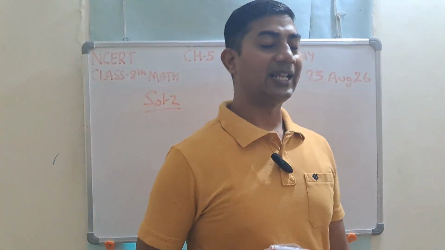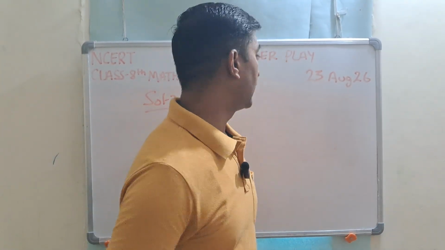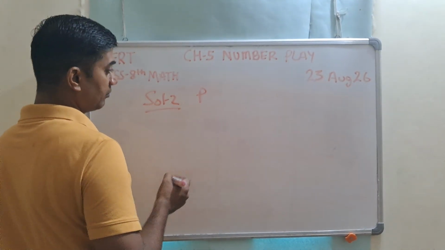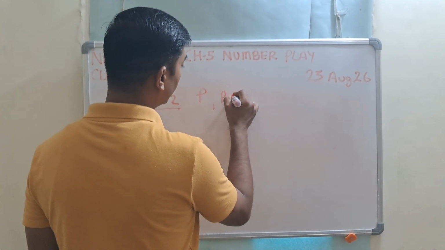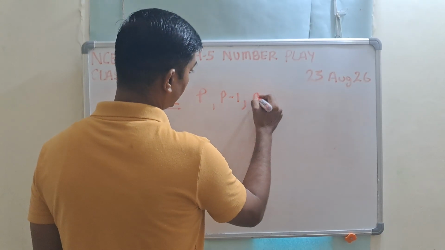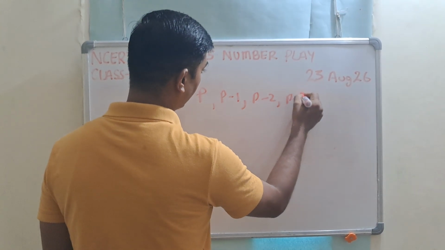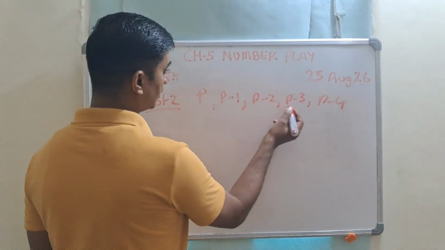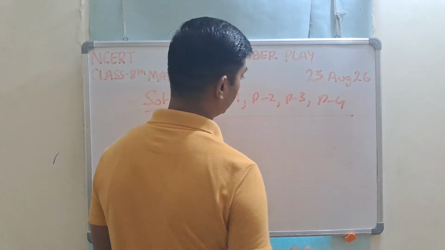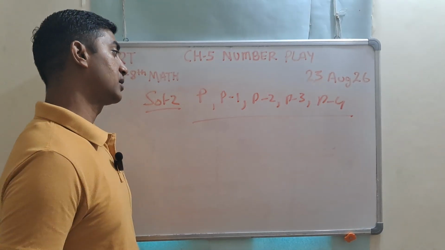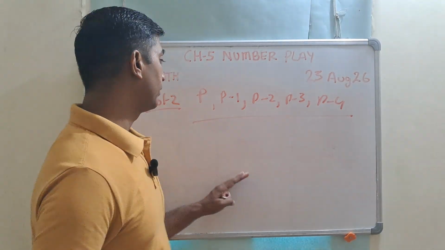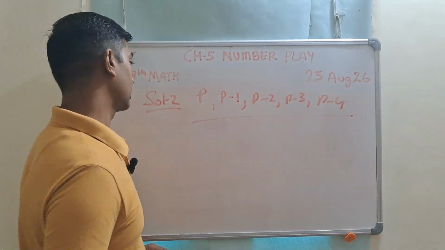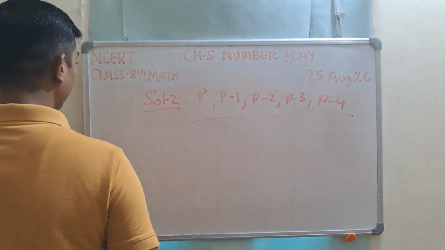Now in this case we are taking the largest number. The largest number is P. So the other numbers will be P minus 1, P minus 2, P minus 3, P minus 4. Now these are 1, 2, 3, 4, 5. So these are the 5 numbers which can be expressed, and these are consecutive numbers, and we have taken P as the largest number of the consecutive numbers. Understood?